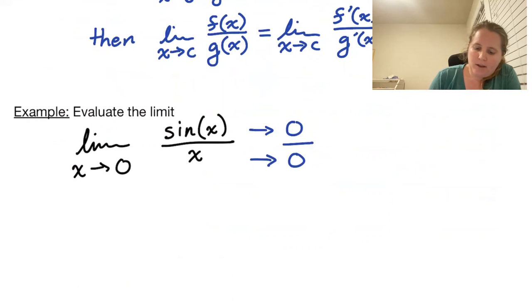So let's go ahead and apply L'Hopital's rule. We're going to say that this limit as x goes to 0 of sine x over x is the same thing as the limit as x goes to 0 of the derivative of sine of x over the derivative of x.